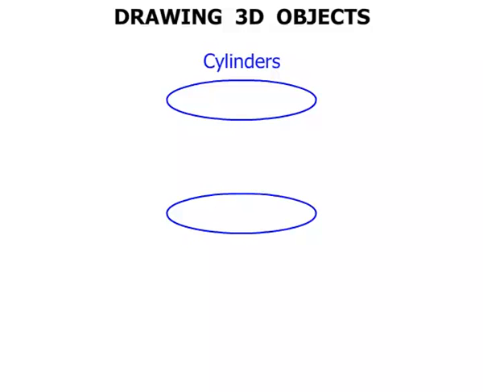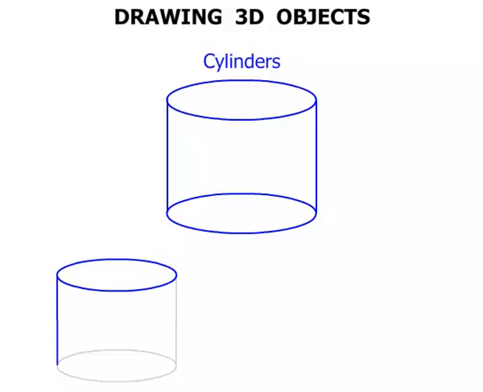Okay, we can make it look a bit more realistic by doing this. Darken in the edges we can see, and the edges we can't see, use the dotted line. Or on the other hand, let's darken all the edges we can see. The edges we can't see, rub them out. Excellent. Well, that concludes the lesson. Good luck with your questions.